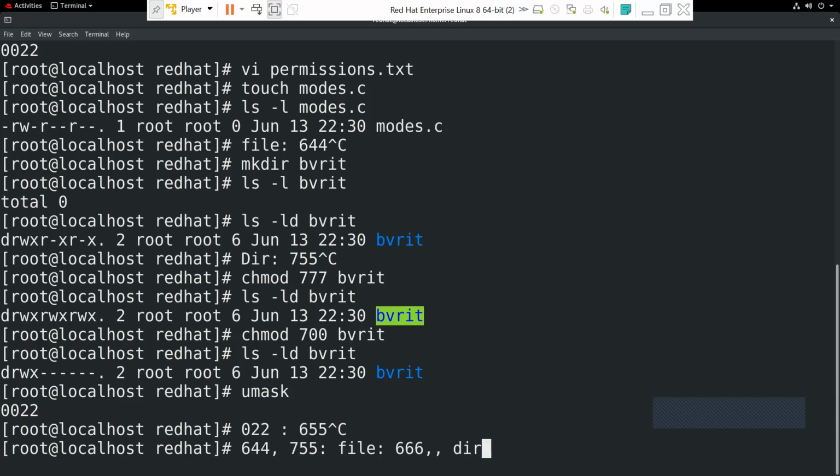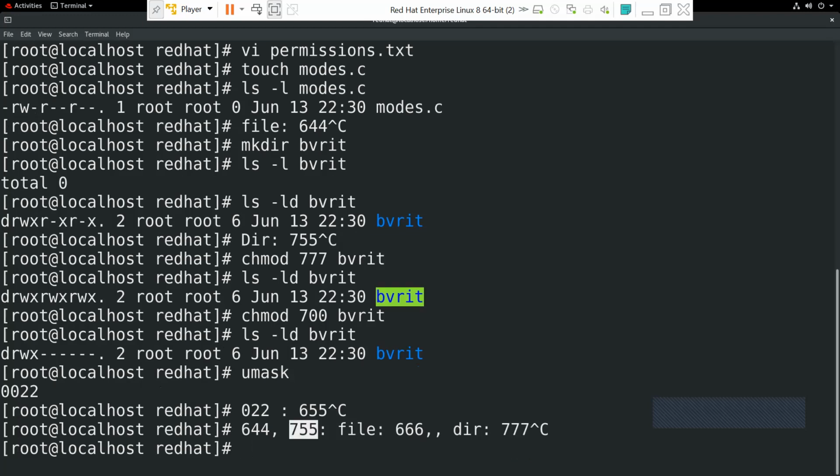And if it is a directory, by default that will take 777, and from that 777, by using this umask value, exclusive OR operation will be performed between these two, and finally we get 755. Okay, by using these values only. If it is a file, that will take this, and default permissions will be this one. If it is a directory we are creating, that will take the help of this 777, and finally create the default permissions 755.